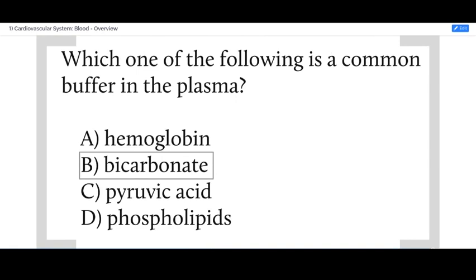So the common buffer that we find in the plasma is bicarbonate. It's the same sort of buffer that you find in a pill like Tums, and it's going to be important in buffering the plasma, especially as we start looking at its relationship to the respiratory, urinary, and digestive systems. Now, hemoglobin is also a choice in here, but it's not correct because hemoglobin's a buffer only within the red blood cells. Now, that can have an impact on the plasma, but an indirect one at best.